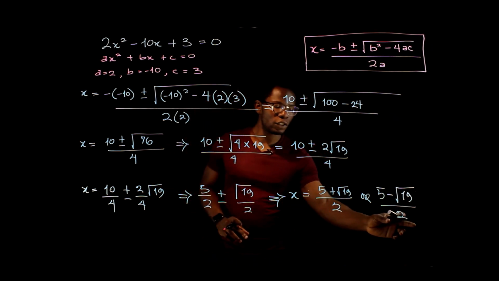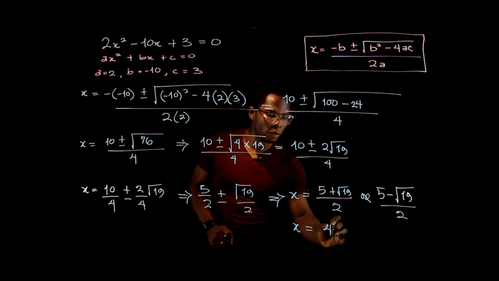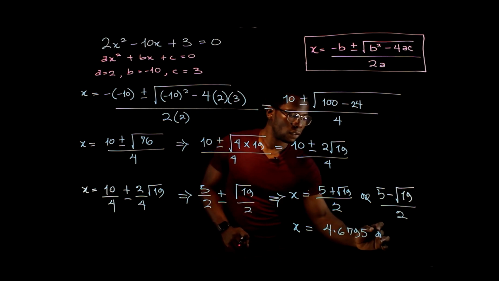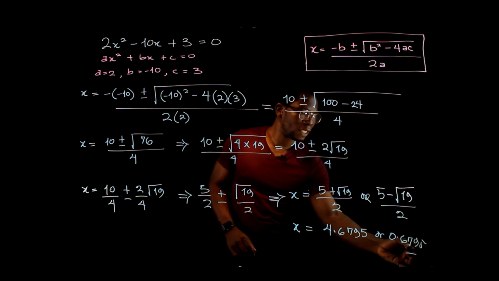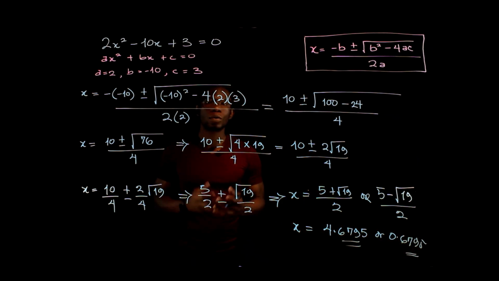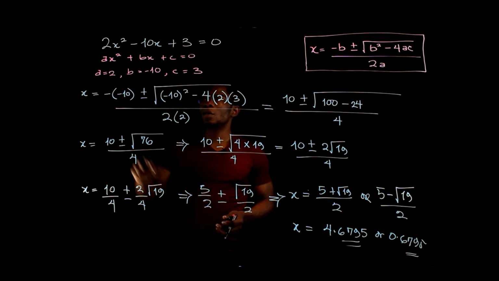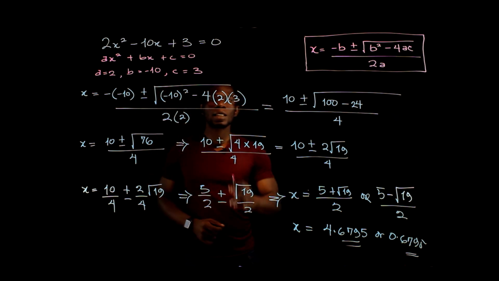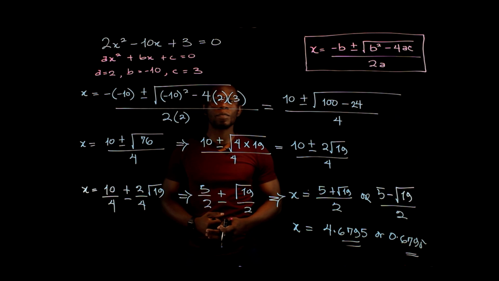And we can solve each of these with our calculators. We have x is equal to 4.6795 or 0.6795, and these are the two solutions to our quadratic equation. And that's how we use the general formula method to solve quadratic equations. It's quite easy. All we have to do is bring out our coefficients a, b, and c and substitute that in the general formula, and then we solve as we've done for the previous two examples.